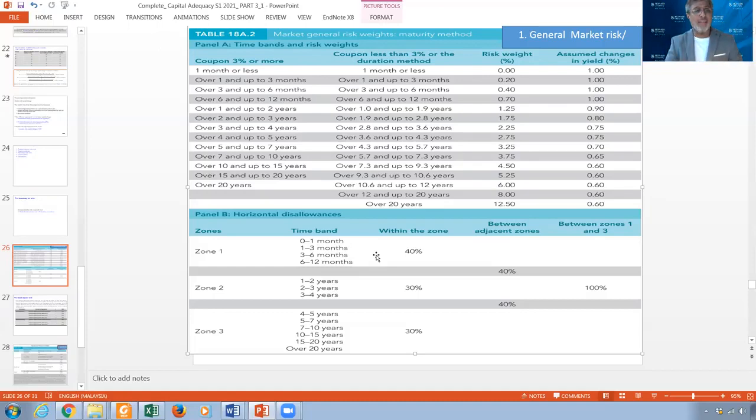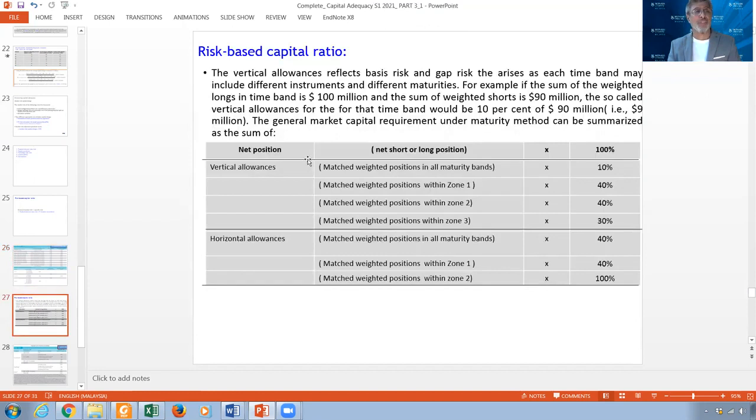But when you do that, there will be basis points, because the interest rates will not move the same. And there is also a gap between the net short and the net long in each of those bands. Anyways, what they did is, I know it's a headache, but it's like this. So they provide what we call horizontal disallowances and vertical disallowances. And this is how they work. Now, how to apply all of those? Let me take you to this example.